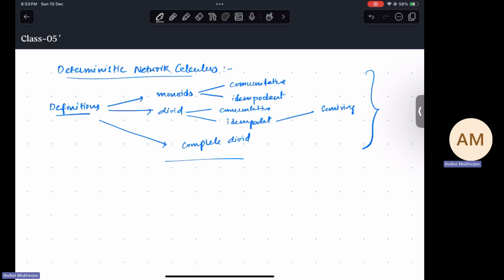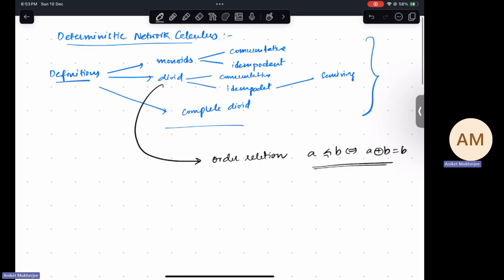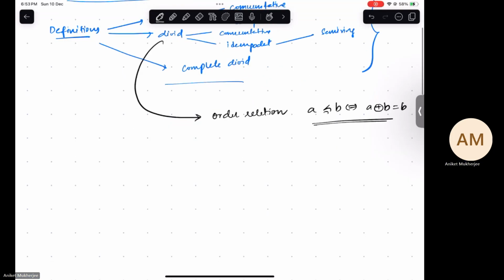We also defined for a dioid an order relation. The order relation is given by: if A is ordered with B, this implies A first operator B is equal to B. Okay. So today we'll be looking at the min plus dioid.